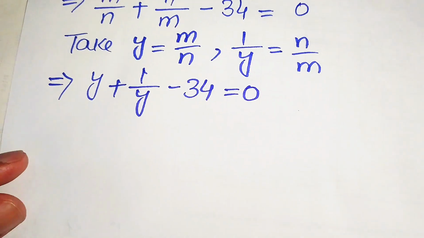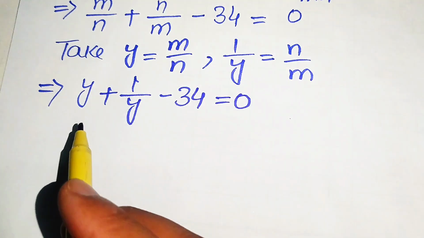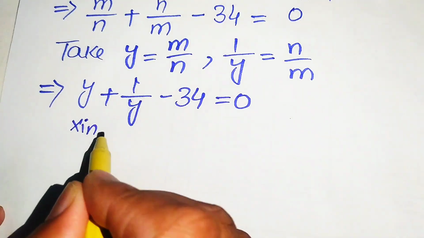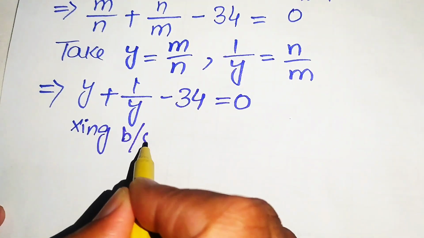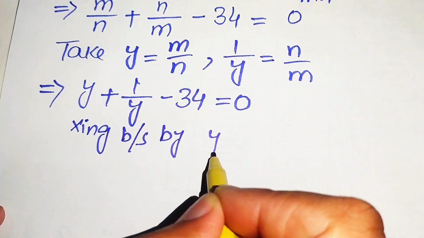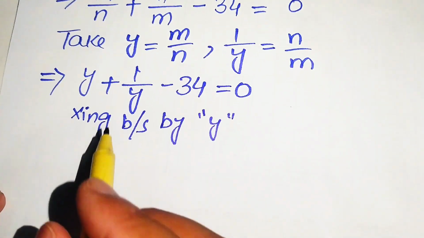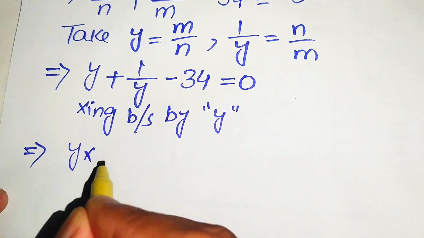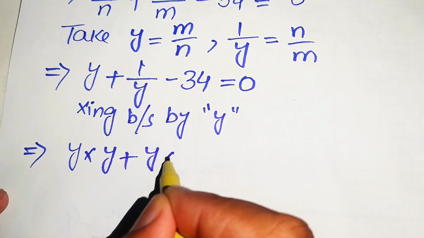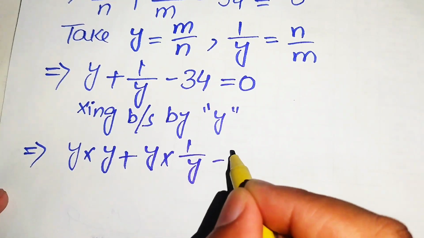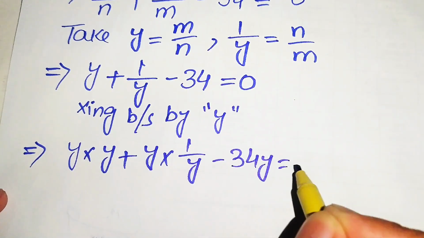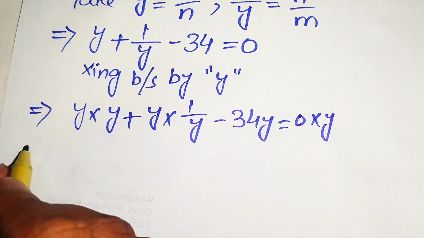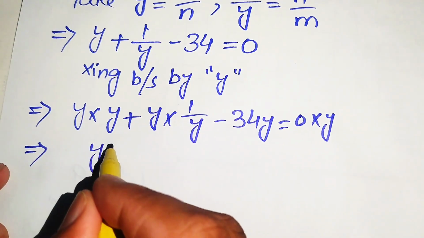So now we convert the above equation into one variable, which is y. Here we multiply each term on both sides by y. So when we multiply both sides by y, it will be written as y times y plus y times 1 over y minus 34 times y equals 0 times y. So here we get a nice quadratic equation in the y variable.